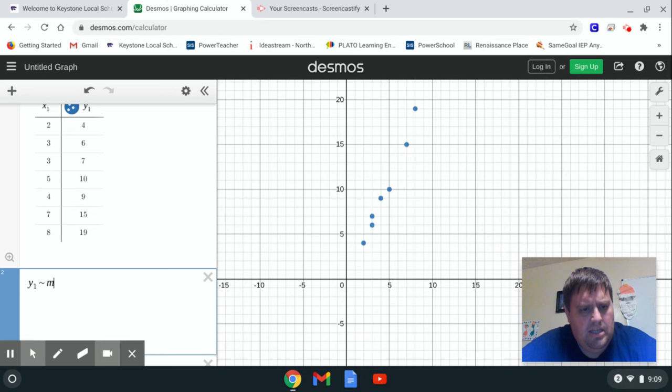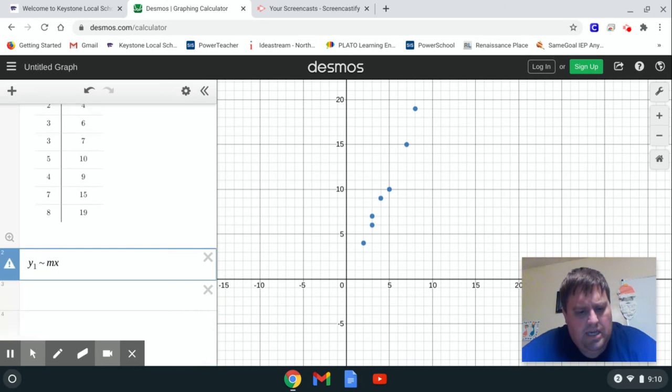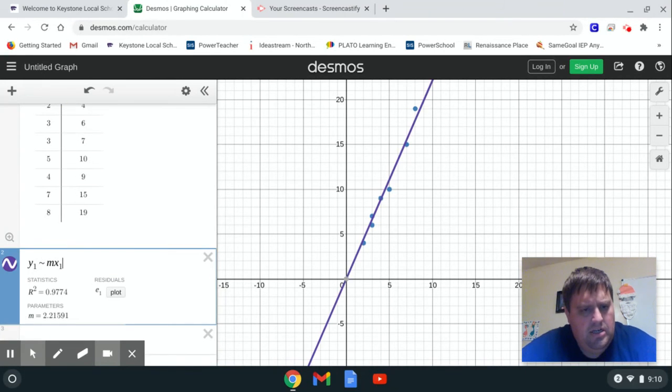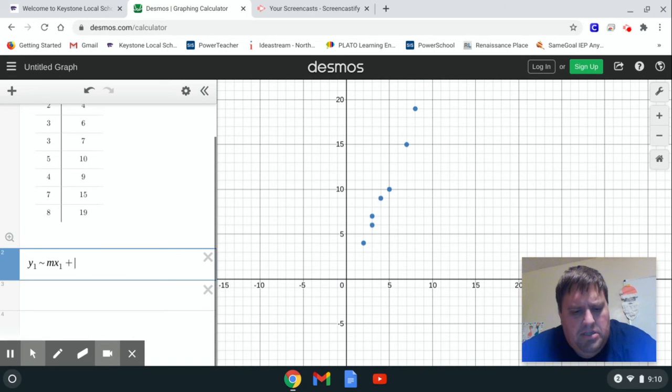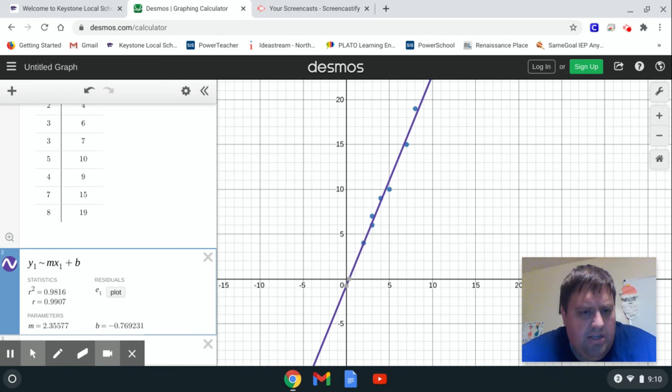approximately, let's see if this works, x1. There we go. So this little symbol here, do I need to put plus b or does it change if I do? No, it doesn't. Oh well, it tells me my b, so that's good.